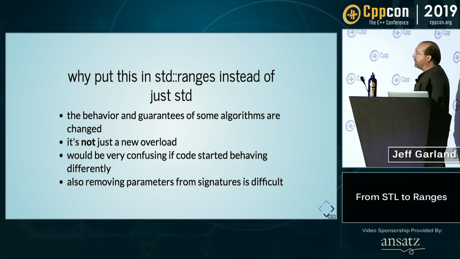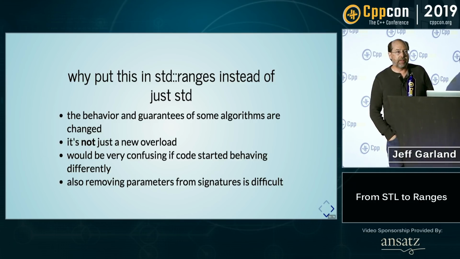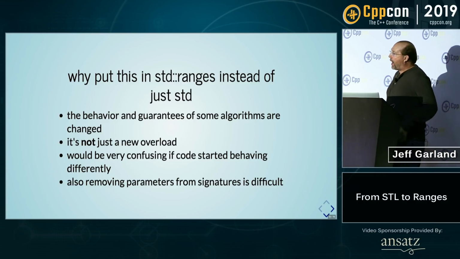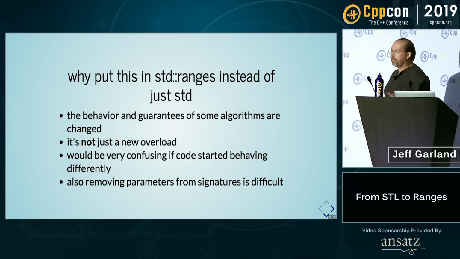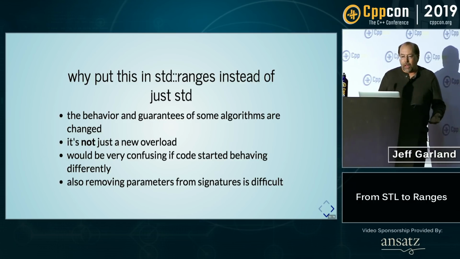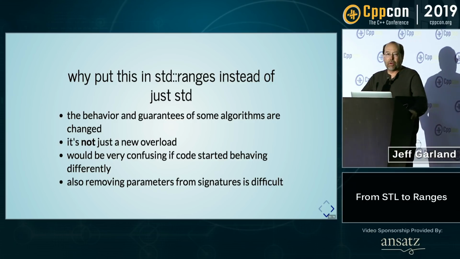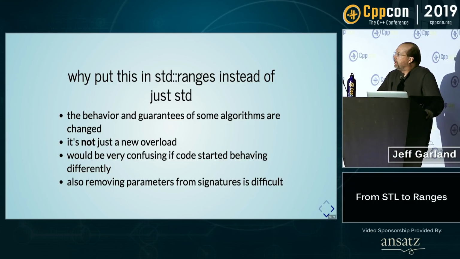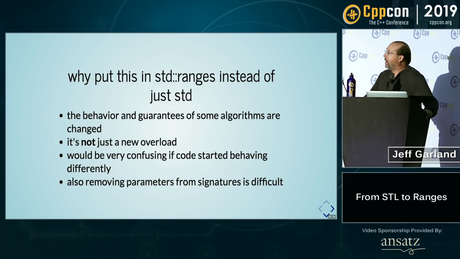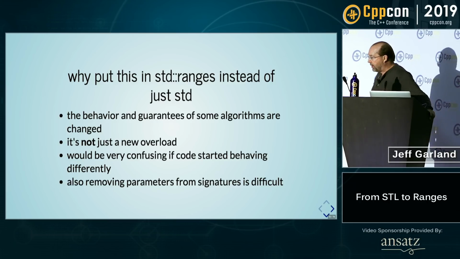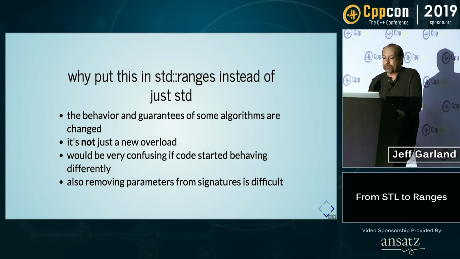So, why did the committee make this decision to sub namespace? Well, the primary reason is that these things, the new algorithms, are not just new overloads. They have different return types. They have some additional parameters in many cases. And anything that removes a parameter, of course, is going to break code. So really, I think there were a lot of folks on the committee that didn't want to do it this way, but it was the compromise that made the most sense for backward compatibility. So that's why it's in a different namespace.